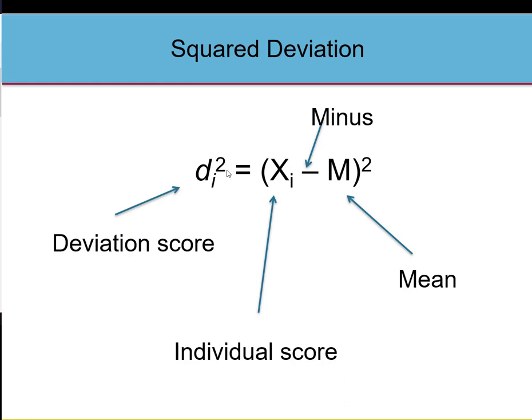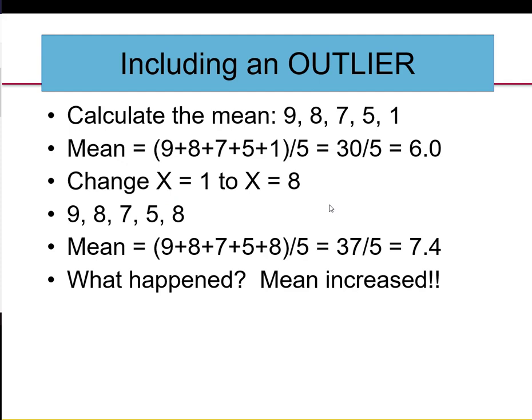Okay, so one of the ways we get around this feature of the mean is that we square it, and then we can later on unsquare it or take the square root of it. So we just take the individual score minus the mean and square it. And I'm just going to say that for now. We'll talk about it more in the next chapter.